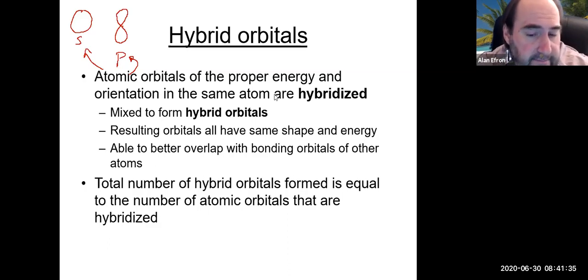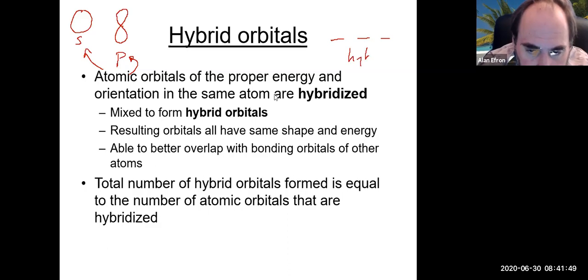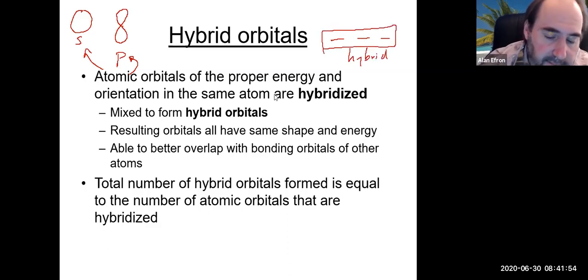And when we take them in the proper energy and orientation, they can be hybridized, which is basically just the mixing of those orbitals. And what ends up happening, like I said, is we end up with these hybrid orbitals, which are basically the same shape. They're the same energy level. And again, that results in much better overlap.